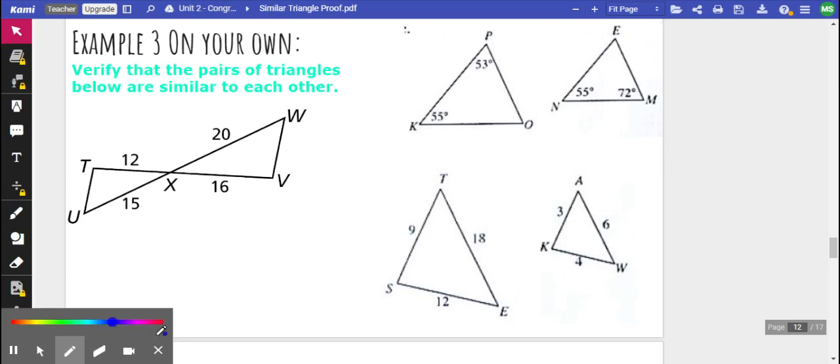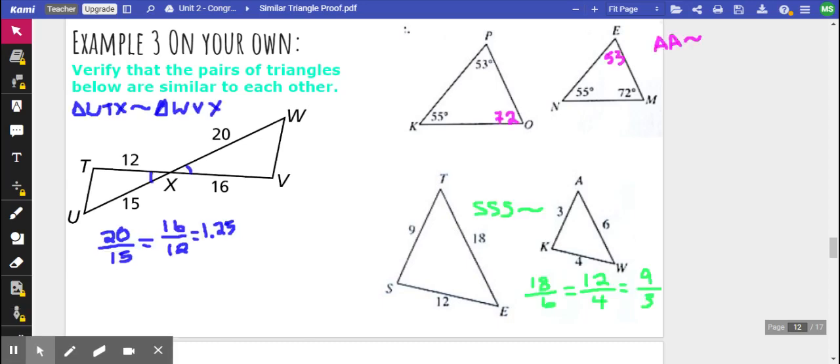So I want you to take a second to pause the video and determine which of these pairs of triangles, which of these groups of triangles would you define as similar, and then we're going to write out the type of similarity for each of them.